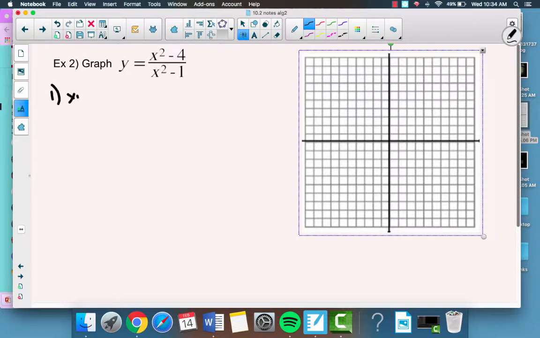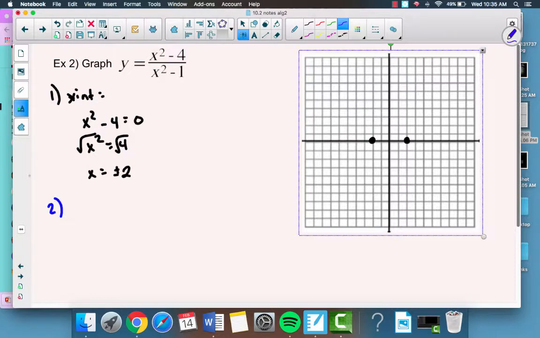So step 1, find the x-intercepts. I'm going to set the numerator equal to 0. So x squared minus 4 equals 0. Now I can solve, adding 4 to the other side, I get x squared equals 4. Then I take the square root of both sides and I get x equals positive and negative 2. So I actually have two x-intercepts here, one at 2 and one at -2. I'm going to plot those points right away. So here are my x-intercepts.